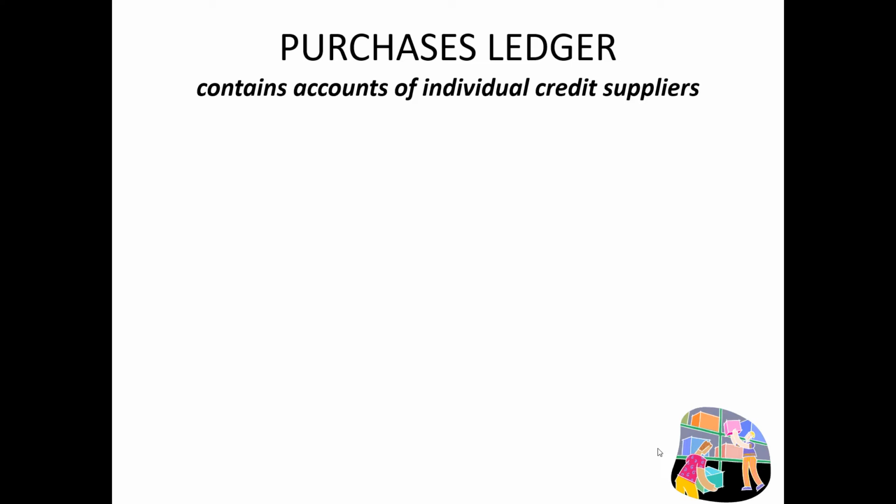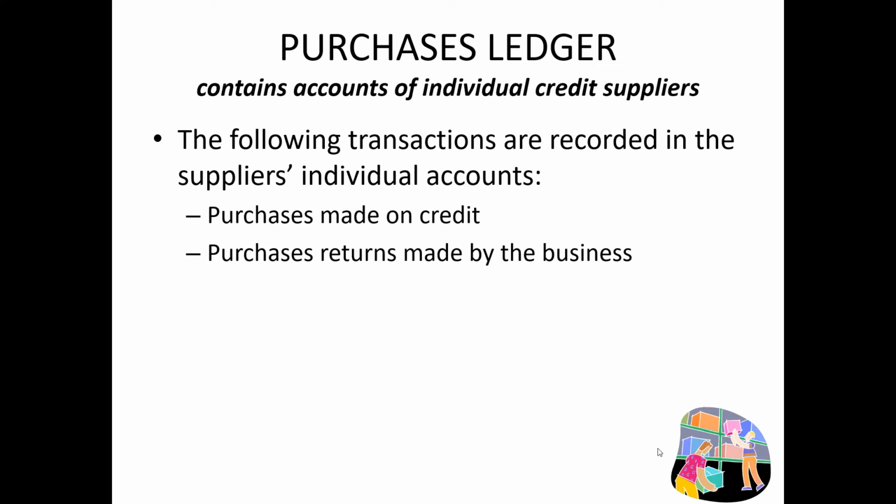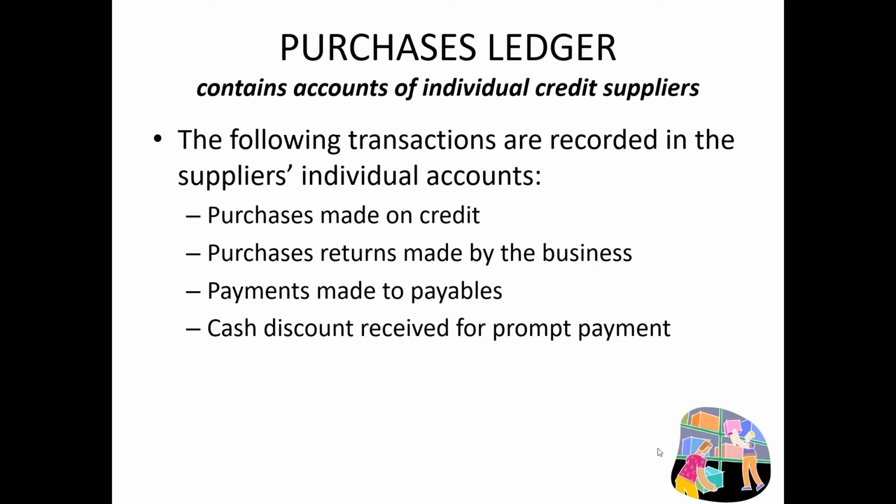Okay, so the purchases ledger, much like the sales ledger, except this time we're dealing with individual credit suppliers. So it's just a folder that contains the T accounts of all the individual credit suppliers. So these are people that the business has bought goods from, goods for resale, that's purchases, on a credit basis. So we haven't paid for them at the time the purchase took place. So the transactions that are going in there: purchases made on credit, purchase returns made by the business, any payments that we've made to the trade payables, either by bank or cash, and any cash discount that we've received from our suppliers for paying them promptly.